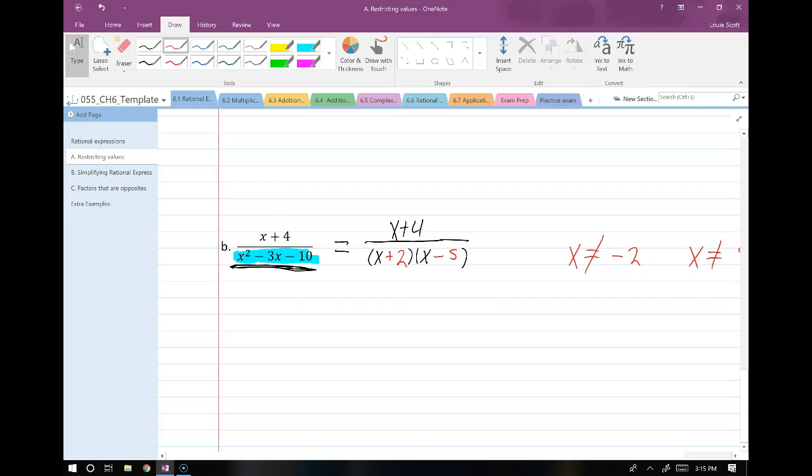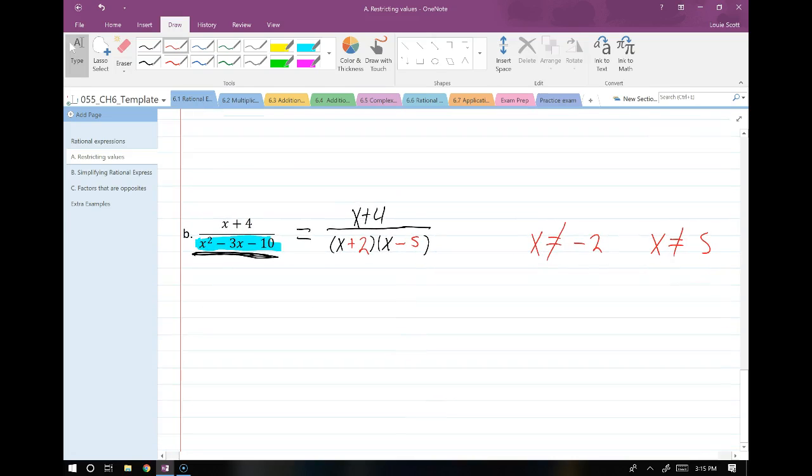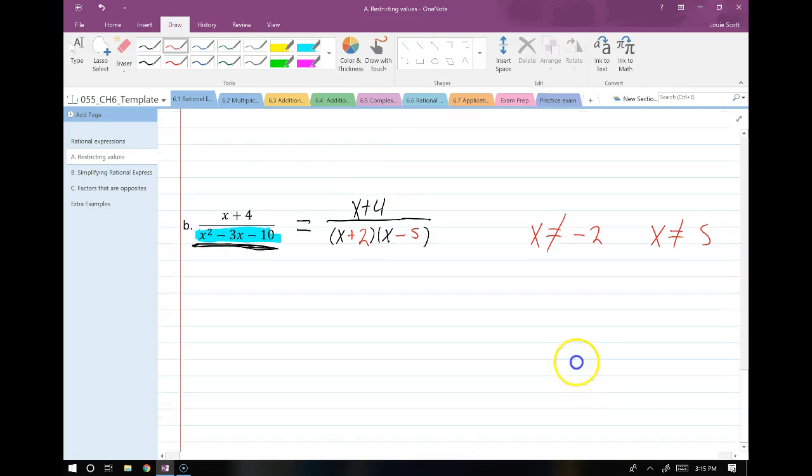Okay, and so kind of how you do this is the same way you'd solve for a polynomial, right? You got to consider every single factor that could produce a 0 on the bottom and then restrict any values that might happen for. All right.